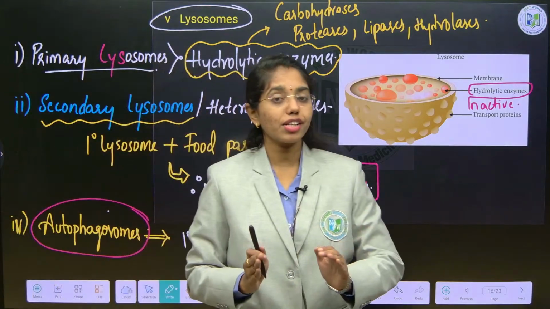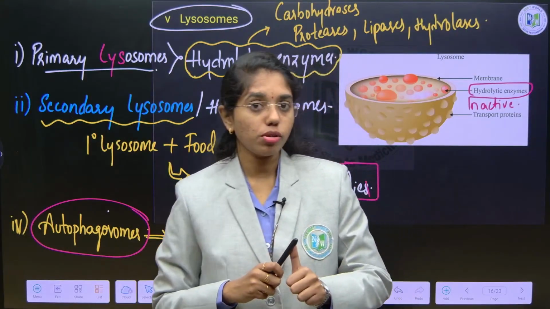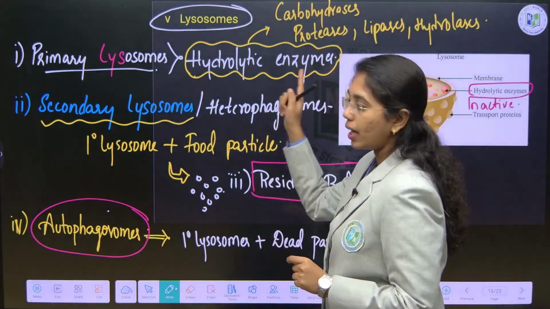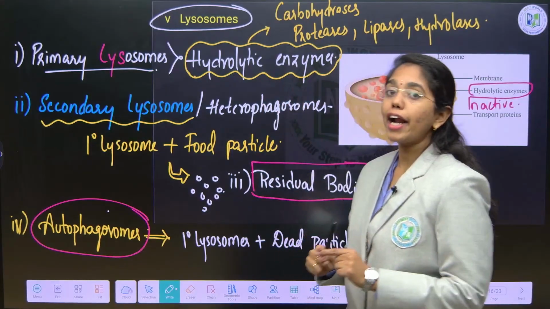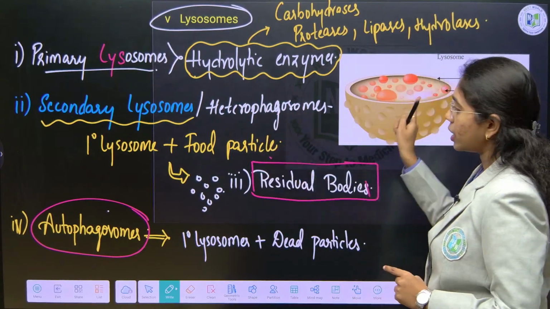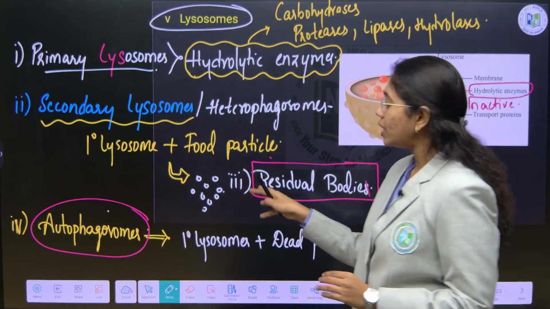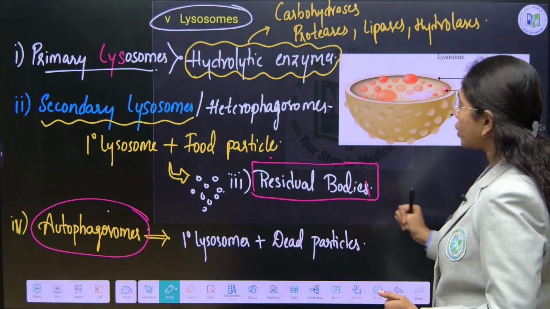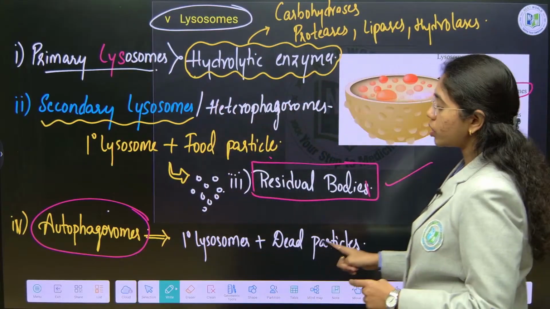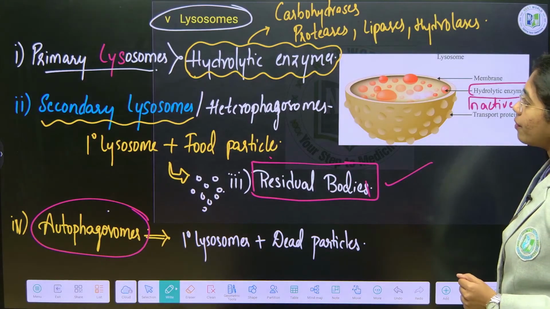Firstly, lysosomes are addressed as suicidal bags of the cell, because whichever digestive molecules or dead particles are present inside the cell are digested by what? Lysosomes, as lysosomes are rich in hydrolytic enzymes. Primary lysosomes along with food particles present inside the cell are addressed as secondary lysosomes or heterophagosomes. They will release some particles after digestion, which are known as what? Residual bodies. And if primary lysosomes are adjoined with some dead particles inside the cell, those are known as what? Autophagosomes. Till here everything is clear, right?